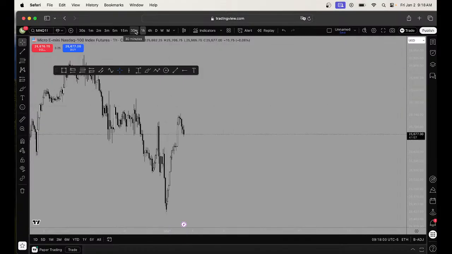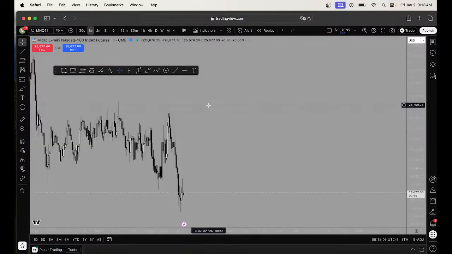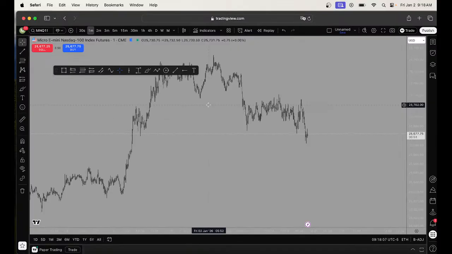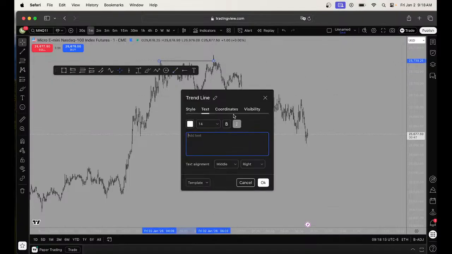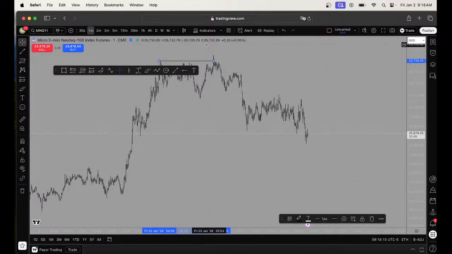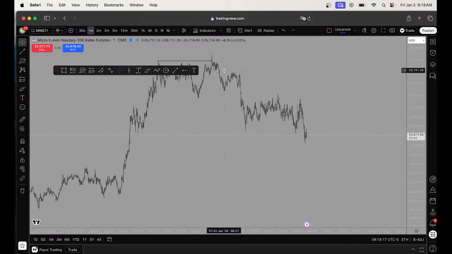It's kind of a neutral day, but what we got here is we failed to break above this high to make a new higher high. So we got liquidity right here. It swept buy side, and from there we've been in a downtrend. Now I don't know if this is a pullback or a full on reversal, but we'll have to see.